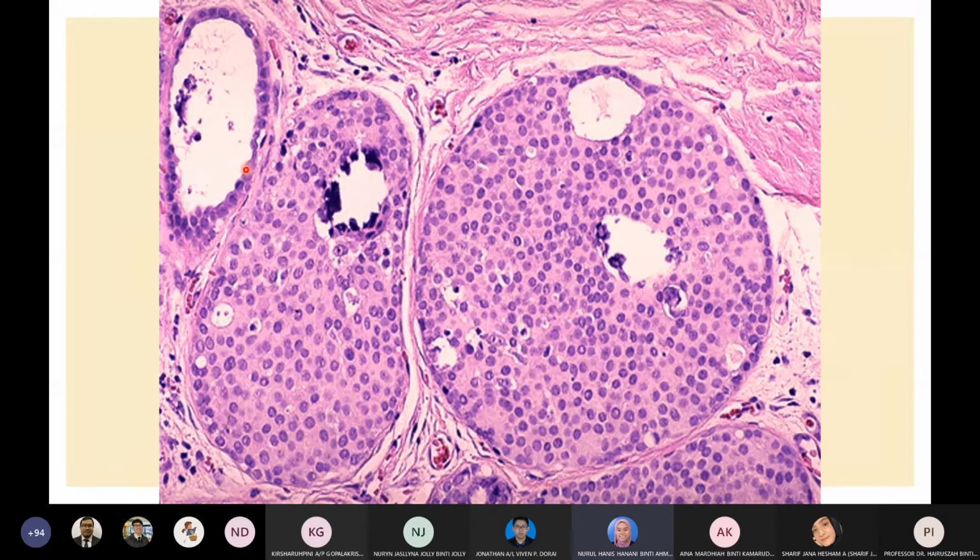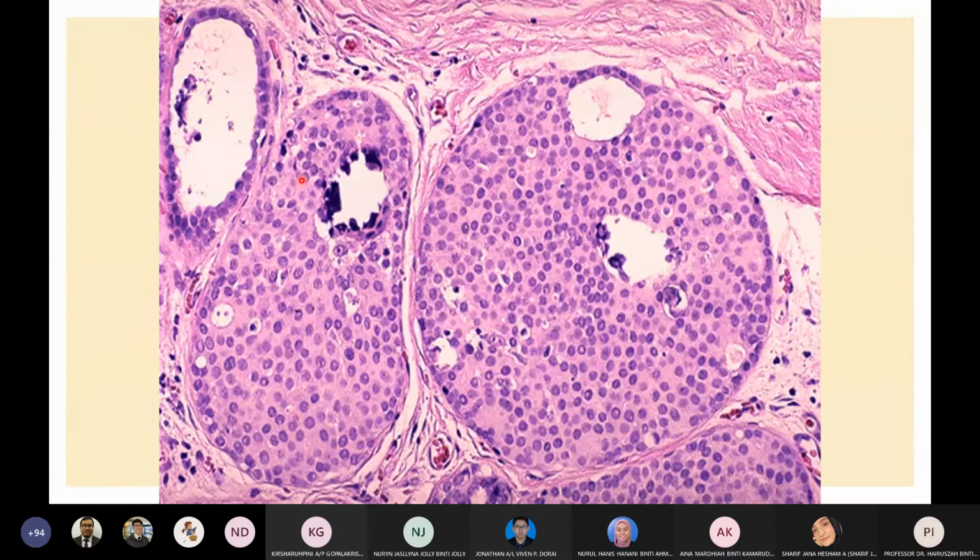So this is more like the normal glands. The lining cells are single, but they can proliferate to the point that they become so much more. You look at this particular gland, the duct is totally filled up by the proliferation of the cells.